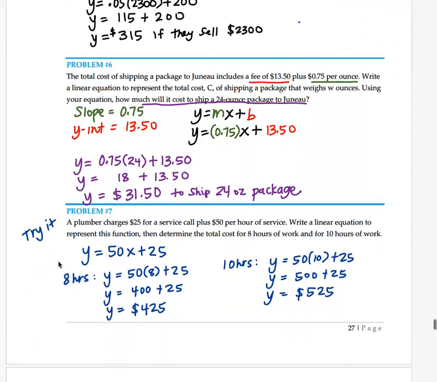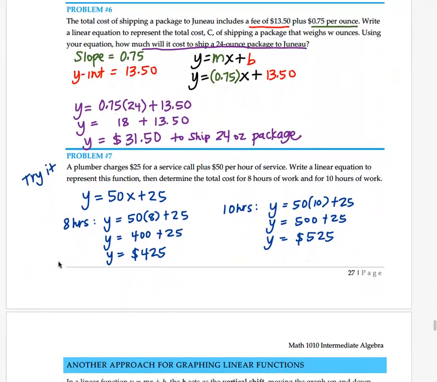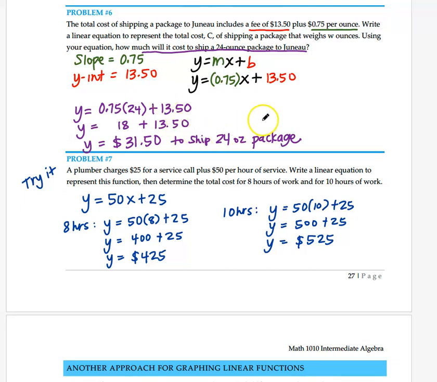Okay, hopefully you've tried getting this all set up and everything. So on this next one, we're talking about shipping a package to Juneau. There is a flat fee that you have to pay of $13.50, but then they charge you more for how much it weighs, so 75 cents per ounce. So we're going to write a linear equation again here. C is the cost of shipping, W is the ounces there. And it looks like I didn't use W and C there, but I think you get the idea here.